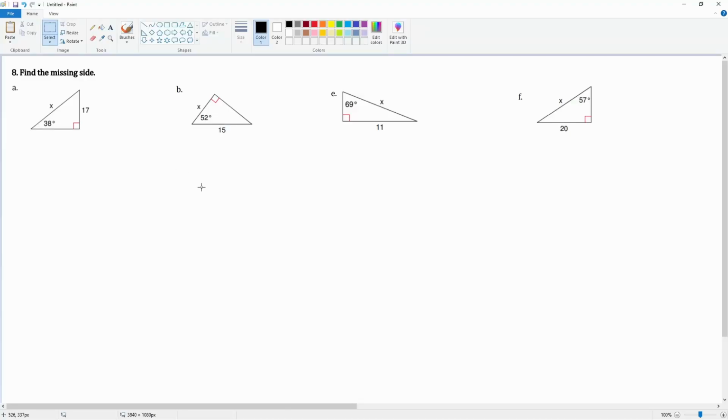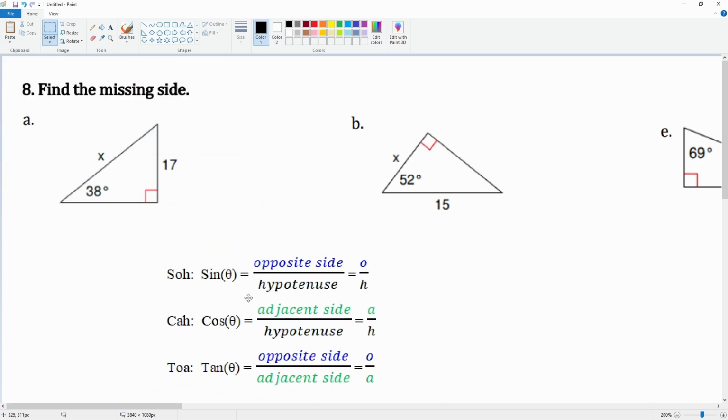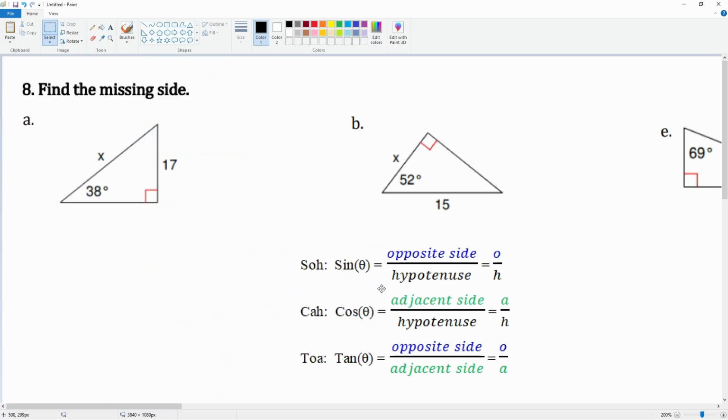Number 8 asks us to find the missing sides. Notice here we can't use the Pythagorean theorem because we only have one side, but we are given an angle. So we can now actually use our trig ratios. Let's draw a person here and label our sides.